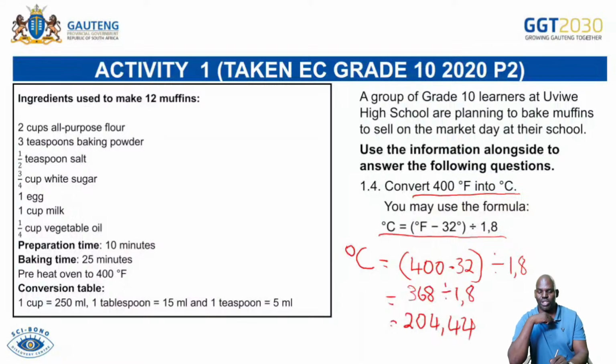Okay, but it's always safer to first write down the original answer, and then after that you can round it off. But in this case, the examiner didn't say anything about rounding off, so 204 or 204,4, 204,44, all of them will still be correct.